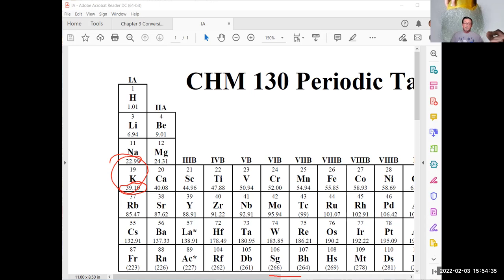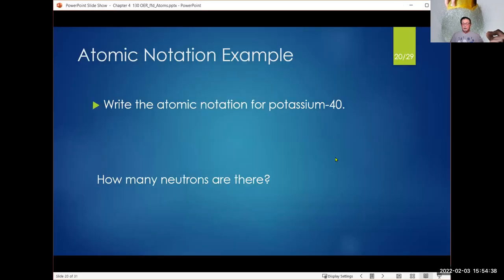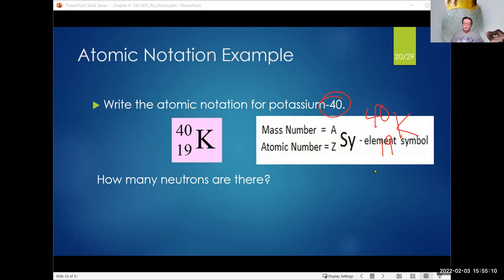Let's go back to the... All right, so we know the symbol is K. They're telling me potassium 40, so I don't have to calculate anything. It's right there, potassium 40. I need to go look up the periodic table, and I find potassium's atomic number is 19. And so that is the atomic notation of potassium 40. If it was the most common isotope, right, it would be potassium 39.